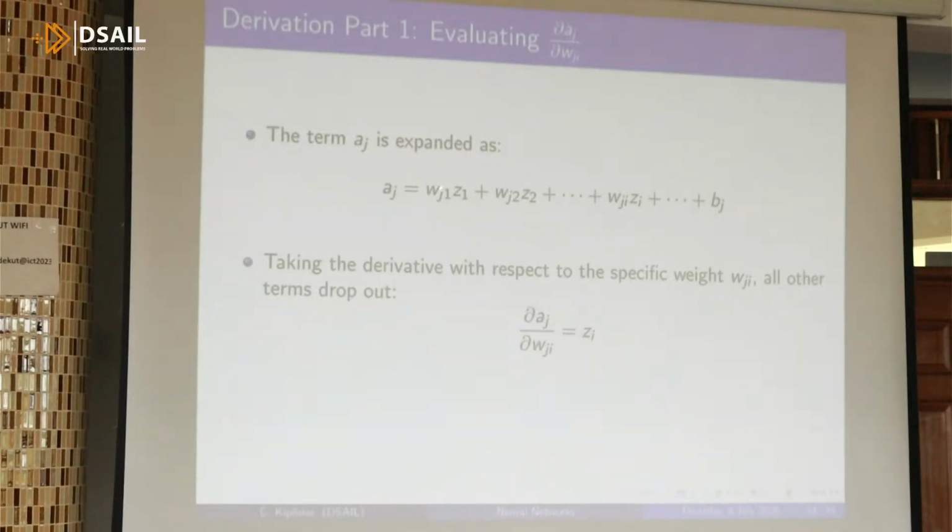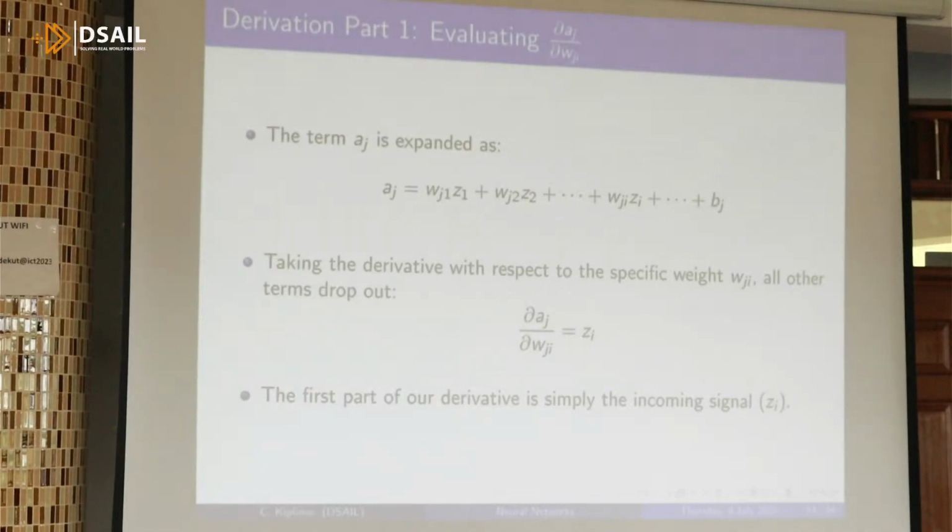If you take the derivative of this function aj with respect to wj1, the final value is going to be z1 because all these others are zeros. They are not functions of wj1. If you take it with respect to wj2, it's z2. wj3, it's z3, and so on and so forth. In general, if you differentiate with respect to wji, your value is zi. That's what this is saying.